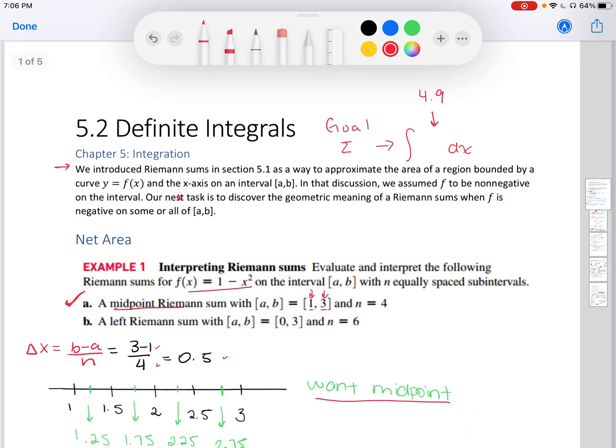All right, I don't want to make this video too long. The whole idea is we're moving away from Riemann sums and developing this as an area under the curve, and we're going to use integrals to do so. And that will lead us to our next section.